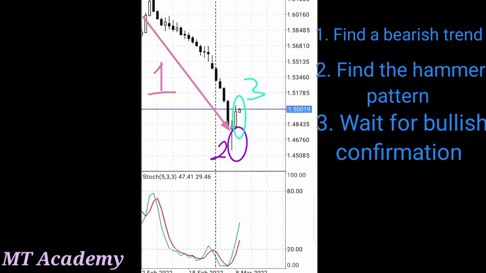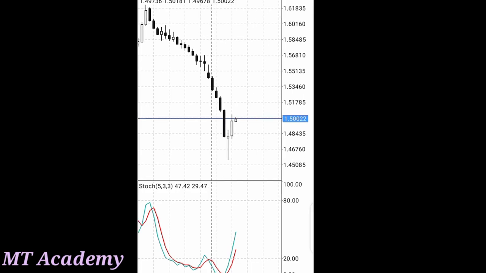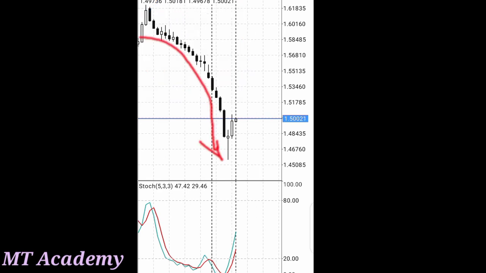So let's take Euro AUD daily time frame chart for example. For the past 2 weeks or thereabouts, we've been having a very prolonged bearish move, and at this point we observe this candlestick pattern with a very long lower shadow, a small body, and then a small upper shadow compared to the lower shadow. So this is a hammer.